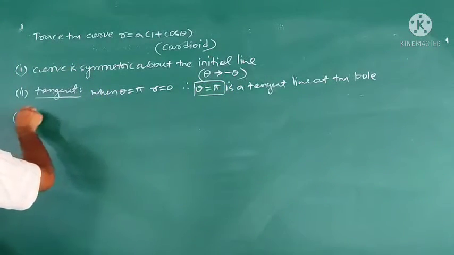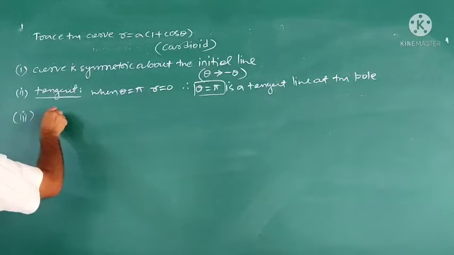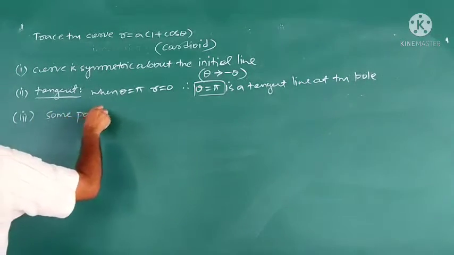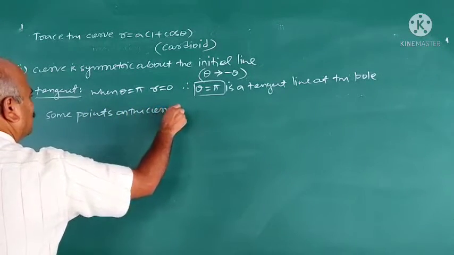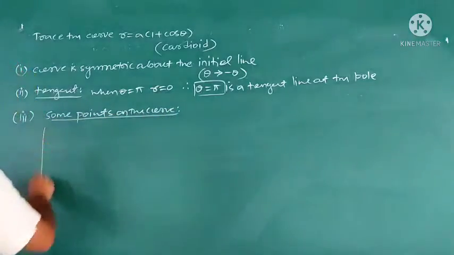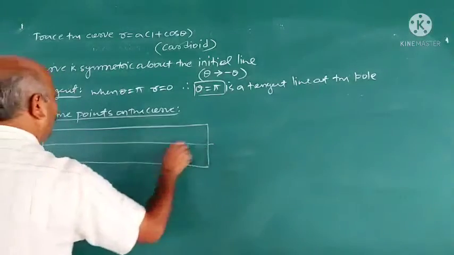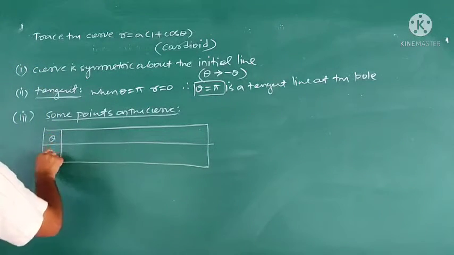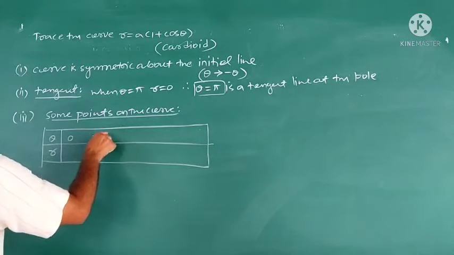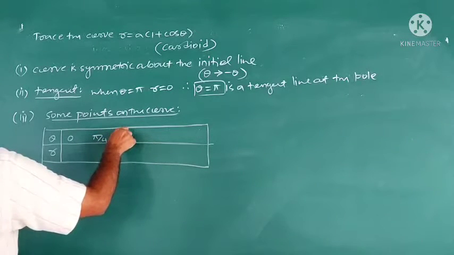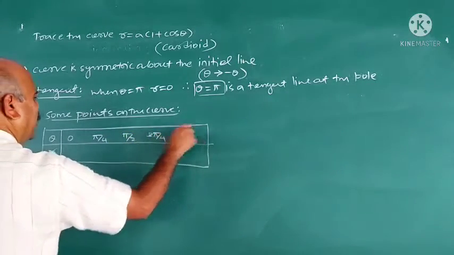Third one, some points on the curve. We plot the points on the curve. For that we take the table here. We plot the points theta and r. When theta is 0, pi by 4, pi by 2, 3 pi by 4 and pi, I take these values.